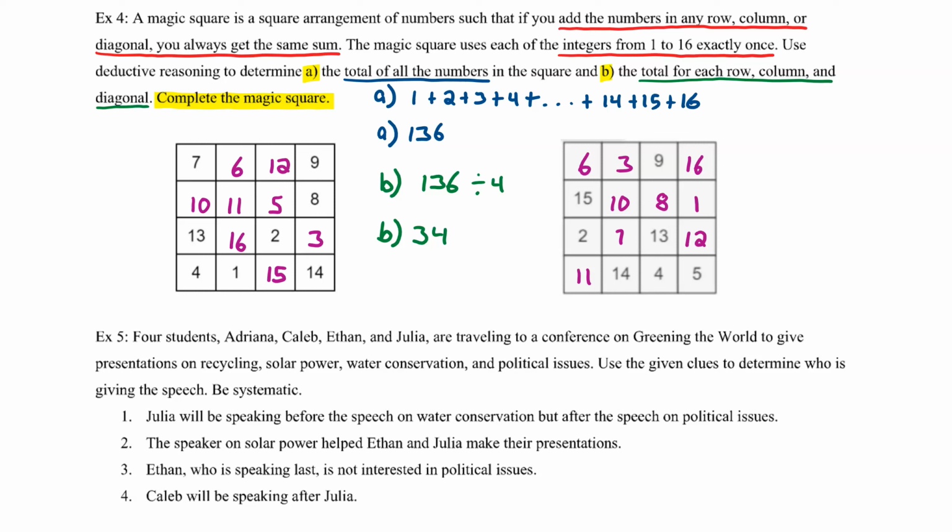This one did require you to think a little bit more as you got closer to the end. There were a few values that you kind of just had to test in the appropriate box, but this should be that final completed magic square.